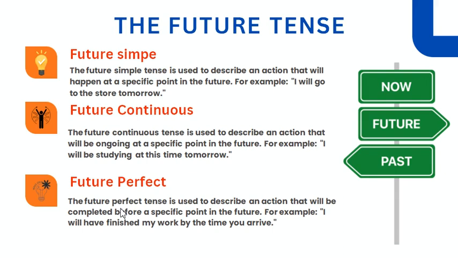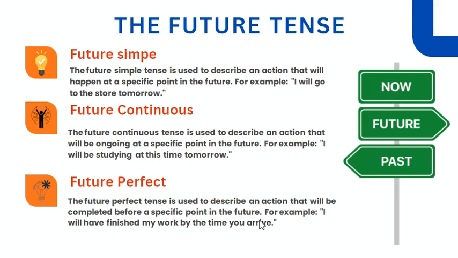The future perfect is a tense used to describe an action that will be completed before a specific point in the future. That will be completed. So the very important concept is completed. It's not completed already. If something is completed, that is past or past perfect. But what it says is that it will be completed before a specific point in the future.